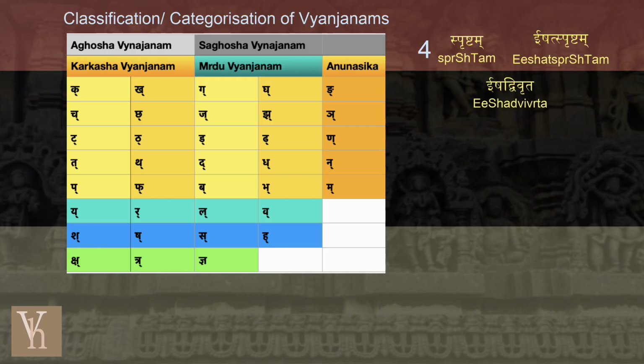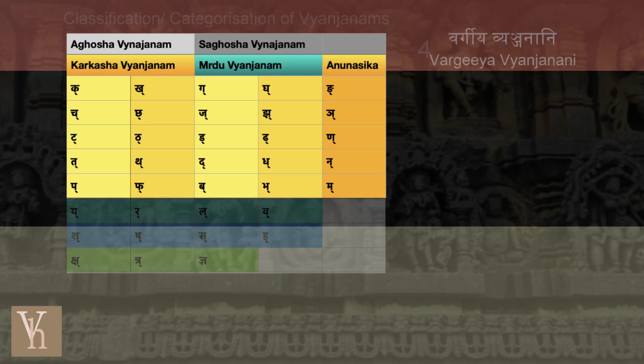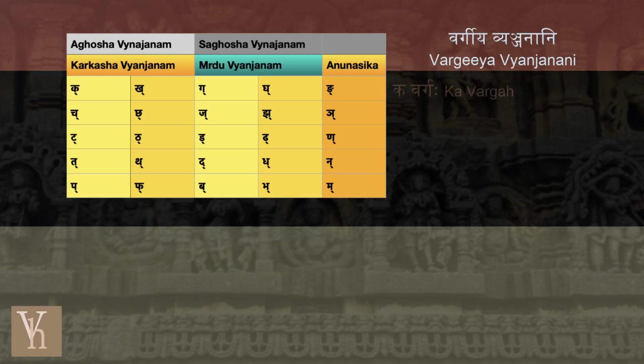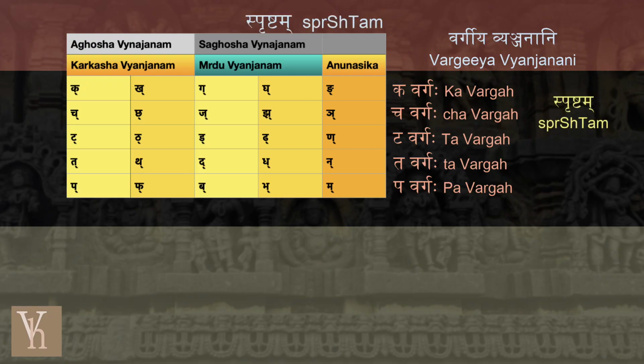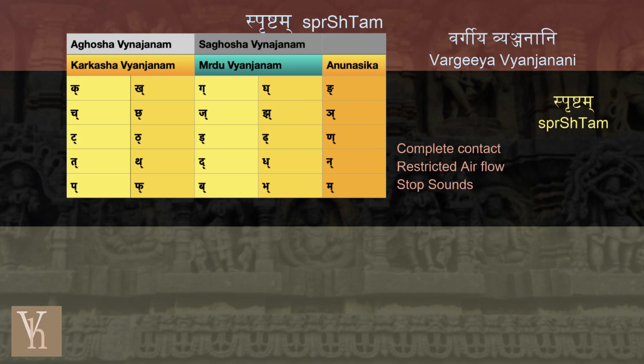Today we can explore the Vyanjanams categorized in these 3 ways. Let us start with the vargiya Vyanjanani, the Vyanjanams of K, Ch, T, T and P vargas. They fall under the SprshTam category, where the consonant sound is made through complete contact of the organs of speech, which restricts airflow, thus forming stop sounds. Therefore, the vargiya Vyanjanani are called Sparshaha, sounds formed through SprshTam or complete contact.